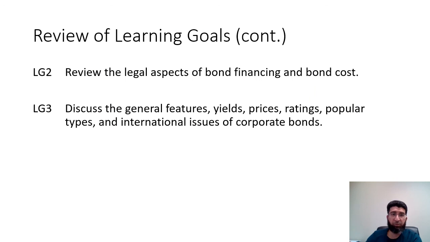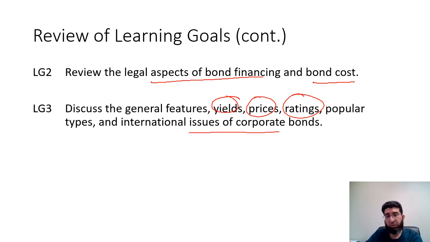So this is the chapter in which we have covered the legal aspects of bond financing, and looked at bond cost. We've also looked at certain features like yields, prices, ratings, and the international issue of corporate bonds and different types of bonds as well. In the next session, we are going to look at how to perform the pricing and how to calculate the bond value, yield to maturity, or other unknowns as well. Thank you.